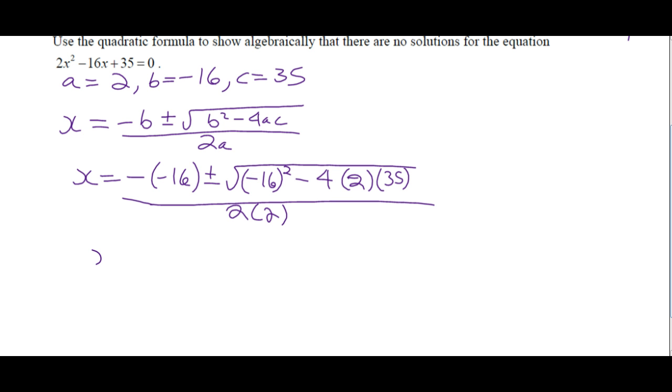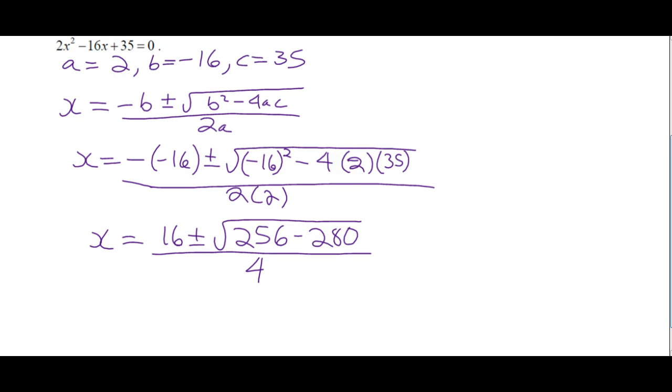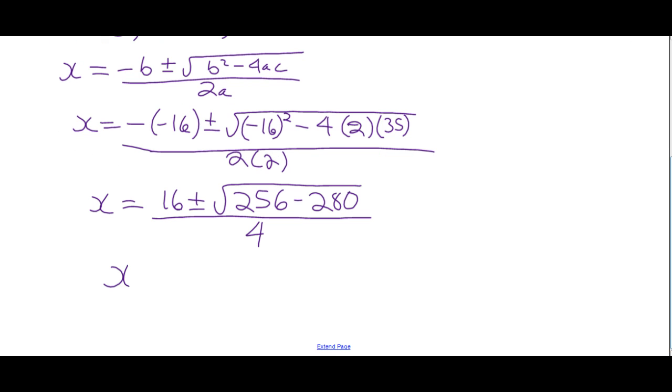Substitute in. What's the negative of negative 16? 16. Plus or minus, what's negative 16 squared? 256. What's 4 times 2 times 35? 8 times 35. 2, 4, 280. 256 minus 280, and 2 times 2 is 4. What's 256 minus 280? Negative 24. Where's the problem here?